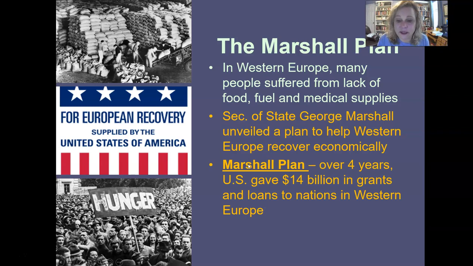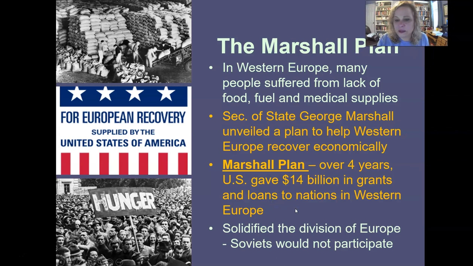Keep those calculators going. $14 billion in grants and loans to Western Europe. Okay? His idea was, if the Western European countries begin to fall economically, that will naturally lead them to possibly look at communism. But if we're able to keep them afloat, then that will keep them from becoming communist. And remember, our guiding idea is containment. So we don't want communism to spread, right?